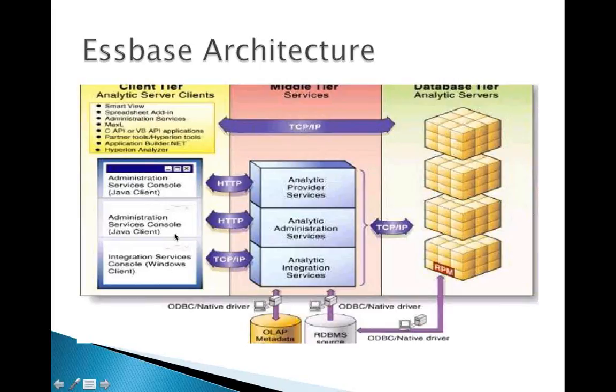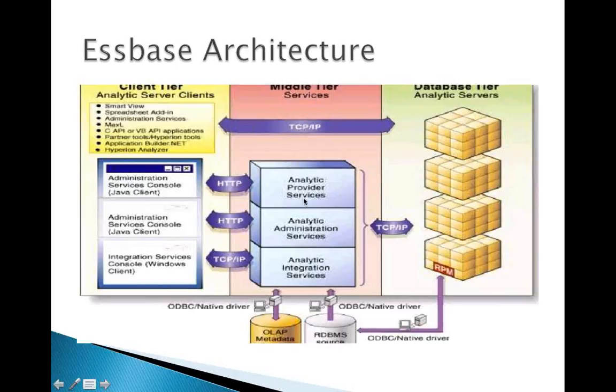Also in the client tier, as I said, there is the Administration Services Console. How are they connected? The client tier and the database tier are connected using the TCP/IP protocol in the middle tier. Based on Java code, they connect the client tier and the database tier.